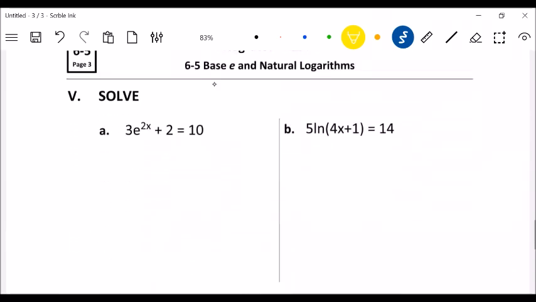Okay, now let's look at solving some others that have a little bit more to them, more steps. The first thing to do is to clean these things up. You want the term with the e by itself. So that means the first thing I need to do is subtract 2. And so that gives me 3e to the 2x is equal to 8. Let's divide by 3. e to the 2x is equal to 8 over 3.